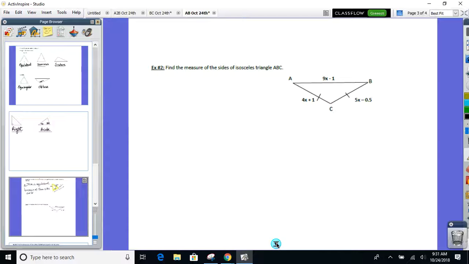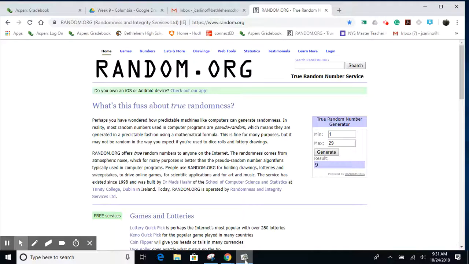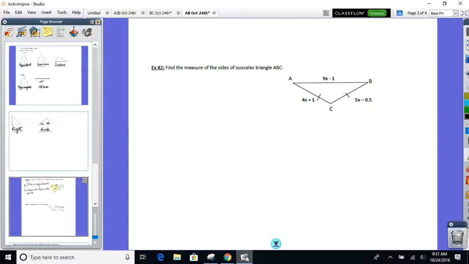Can you set up an equation to find x, though? Okay, let's see here if I messed with your mind or not. Got an equation I could set up to find x? Yep. Did I need the 9x minus 1 in the equation? Nope, I did not. I will need it when I find the length of it, but not to find x. All right, so I take the two congruent sides, set them equal, move over the x's and the 1's or the 0.5's, and in a second, let me know what you get.